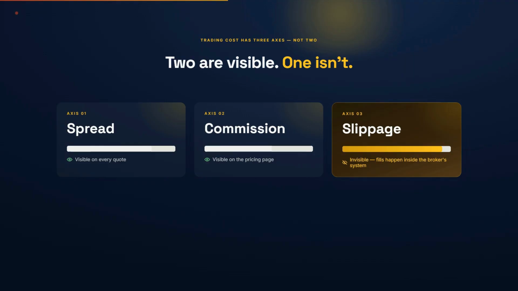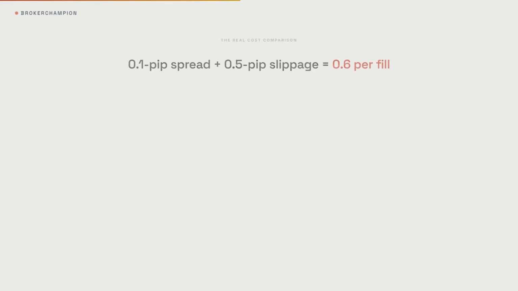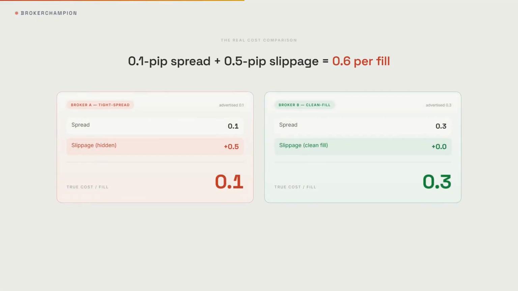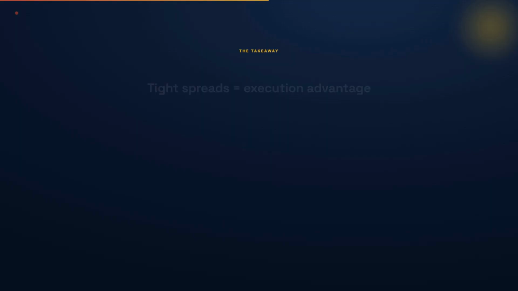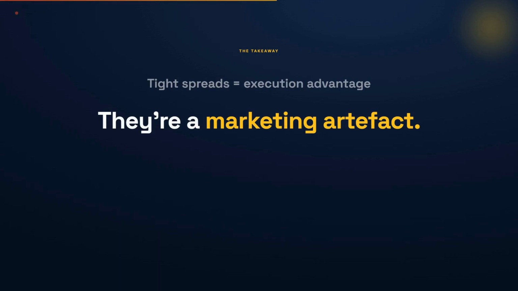Here's why. Trading cost has 3 axes, not 2. Spread is visible on every quote. Commission is visible on the pricing page. Slippage is invisible. Fills happen inside the broker's system and you only see the result. A broker advertising 0.1 pips on the headline who systematically slips you half a pip on every market order is costing you 0.6 pips per fill. The 0.3 pip broker with clean execution costs you 0.3. Tight spreads on a slippery broker aren't an execution advantage, they're a marketing artifact. And that's why, once you're trading real size, execution quality matters more than the headline number on the homepage.